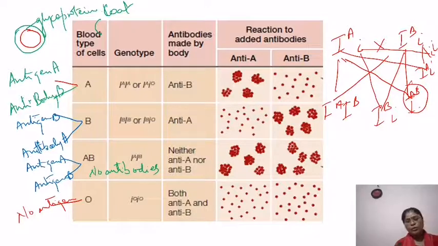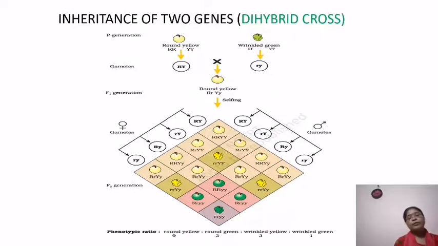Okay, now we are moving on to the dihybrid cross. That is your inheritance of 2 genes. We have seen monohybrid cross, that is inheritance of a single gene. Di means 2, so we are going to see inheritance of 2 genes.